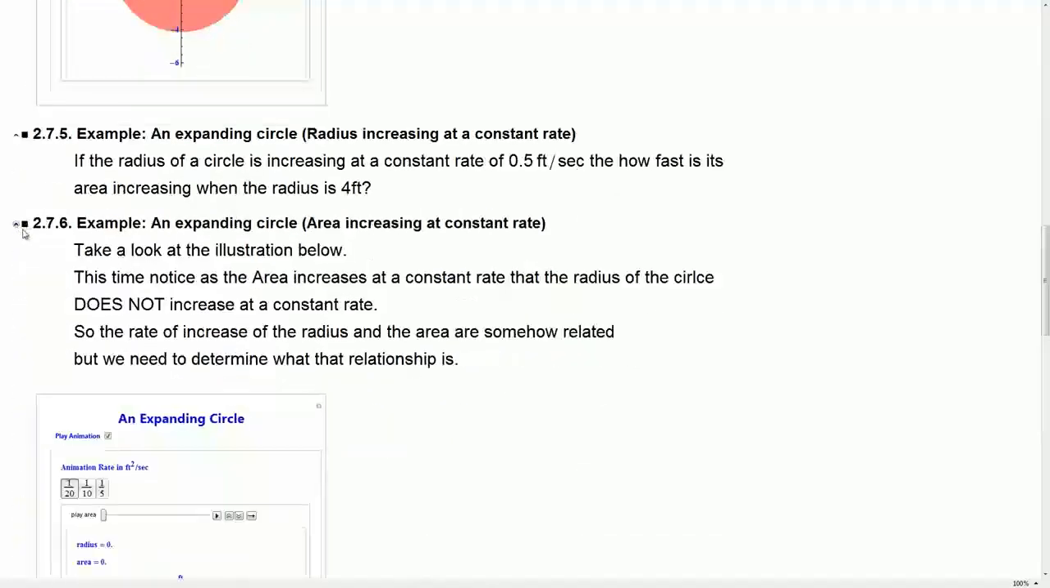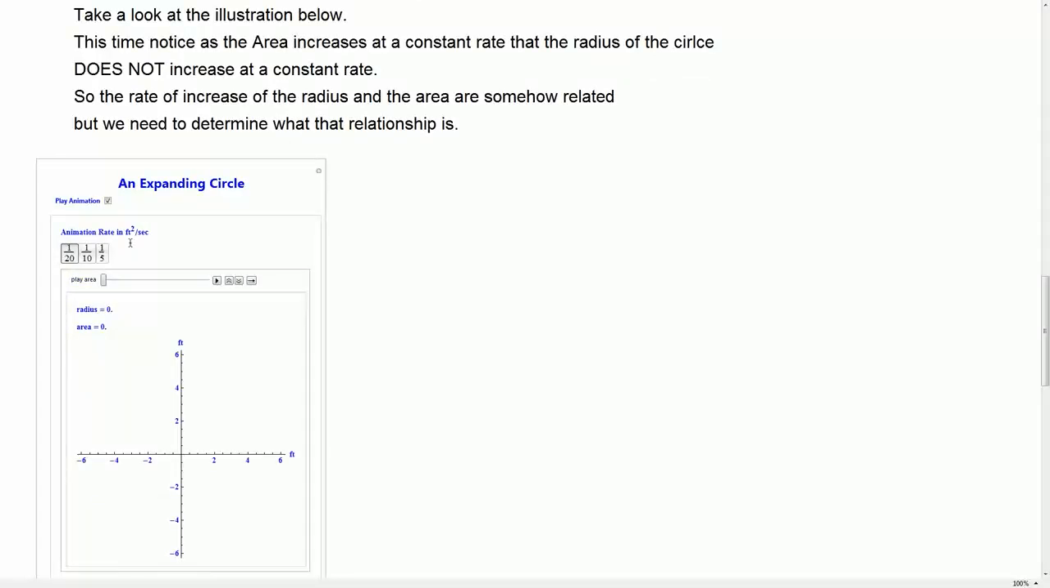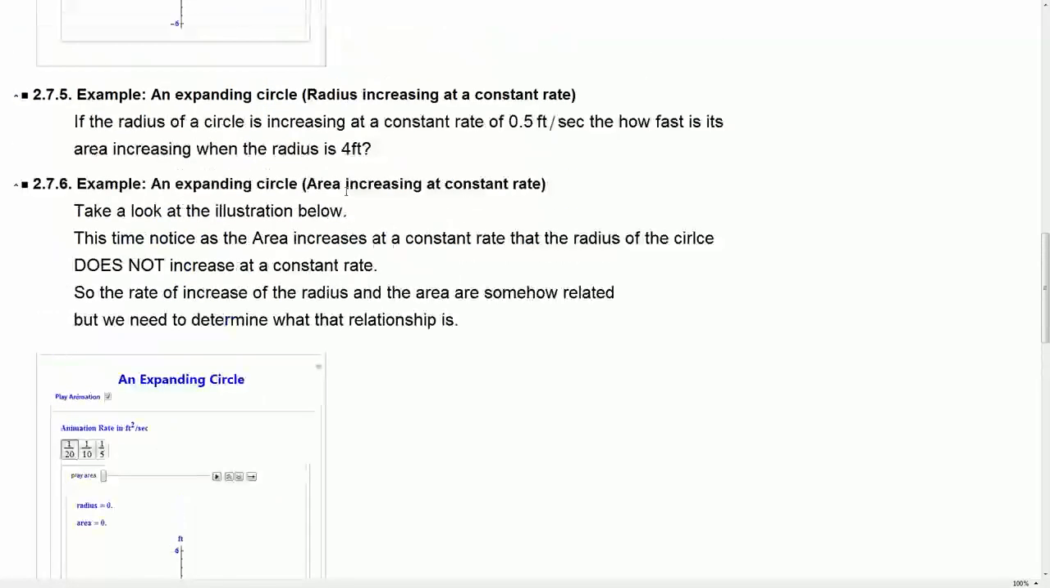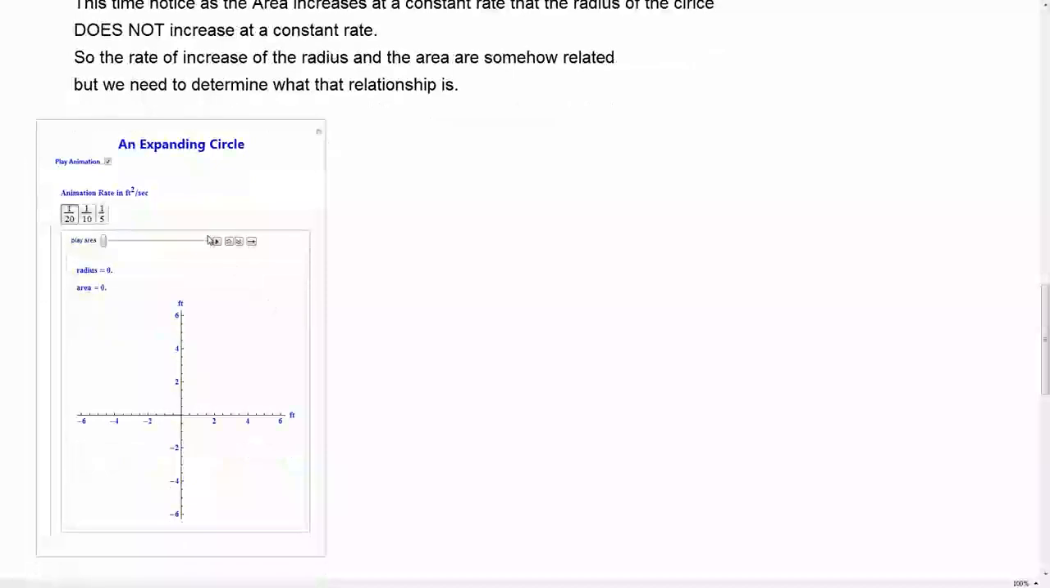Here's a different problem. Now, in this circle, I'm going to be looking at a problem where the area is increasing at a constant rate. In the previous problem, the radius was increasing at a constant rate. So I'm going to play this animation. What's happening here is that I have it set so that as the circle grows, the area is changing at a constant rate. So it has to grow slower at the end.